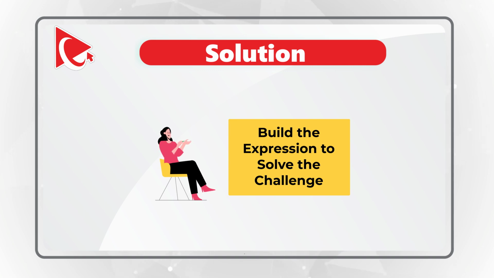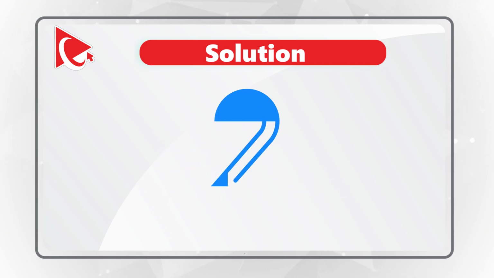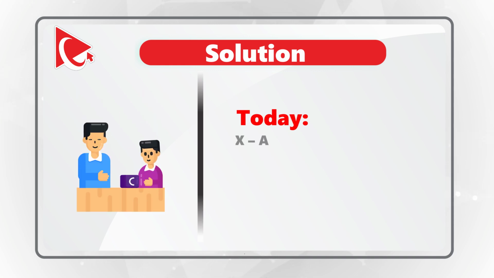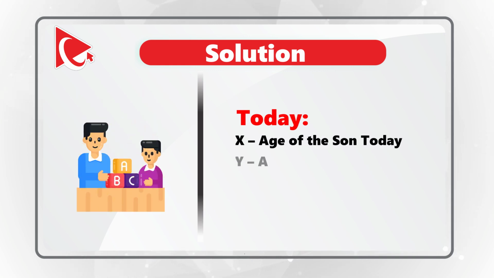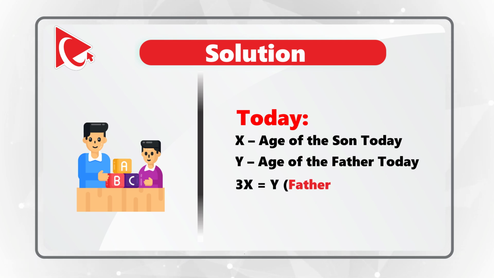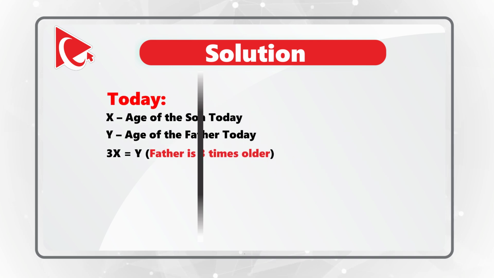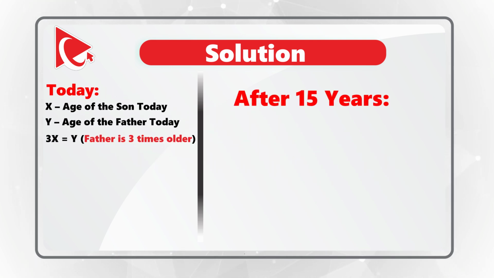age. In the first step, we're going to introduce 2 variables. Variable x will represent age of the son today, and variable y will represent father's age today. So our first formula is 3x equals y, which indicates that today father is 3 times older than his son. After 15 years, our expression will be different. The new expression will be y equals 2x plus 15. Because in both cases y is the same, we can build a new expression 3x equals 2x plus 15.